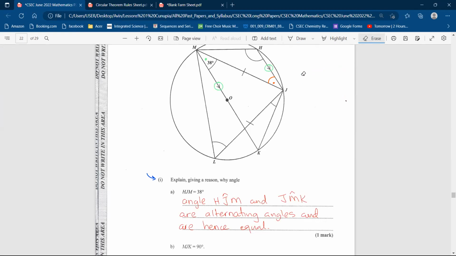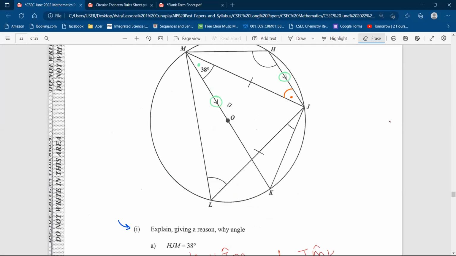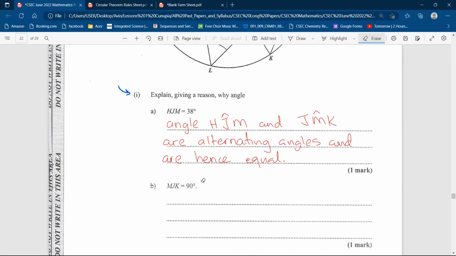All right, so we have the answer for that one, right? I'll give you, oh, sorry, I think I'll rush in some of you, or whoever wants to write down the answers, feel free, right? Let's see what the next question is about. They want you to give a reason why MJK is 90 degrees.